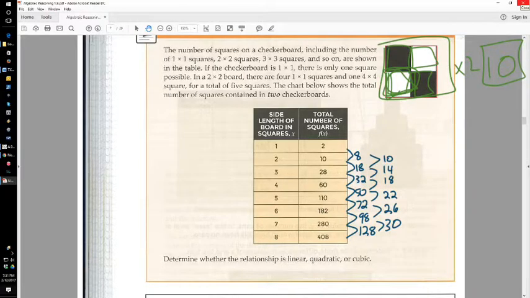So let's do it again. 14 minus 10 is 4. 18 minus 14 is 4. 22 minus 18 is also 4. 26 minus 22 is 4. And 30 minus 26 is also 4. So the third differences are the same. There you go. All right, so this is cubic.